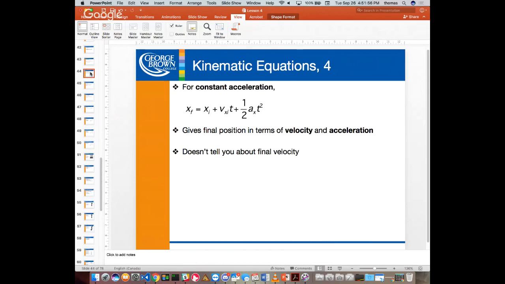All right, kinematic equation number 4. When I want to find acceleration, by the way, ladies and gentlemen, we're going to be using this a lot, especially in 2D motion.